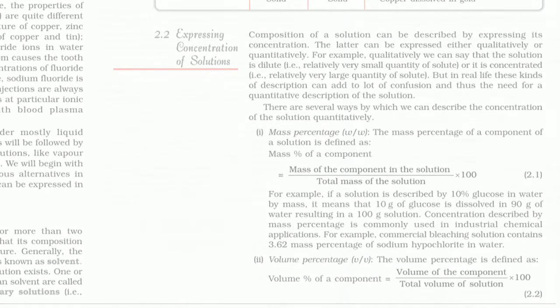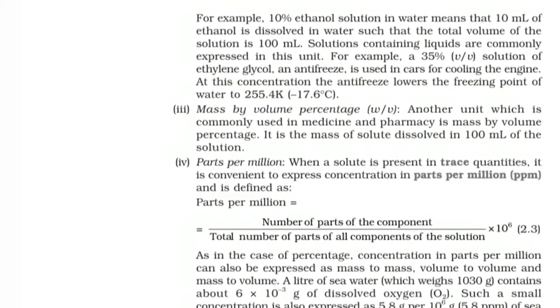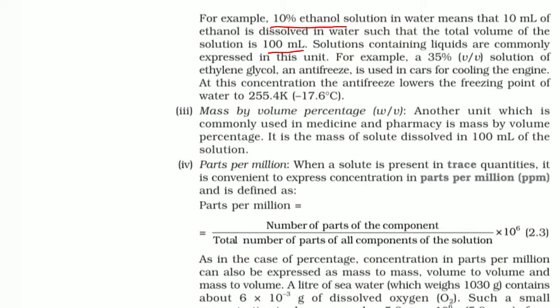Understand? So let us understand this expression by using an example. Let's suppose you want to prepare 100 ml of 10% volume by volume ethanol solution. For that, our final volume should be 100 ml, and the concentration should be 10%. That means 10 volume percent.